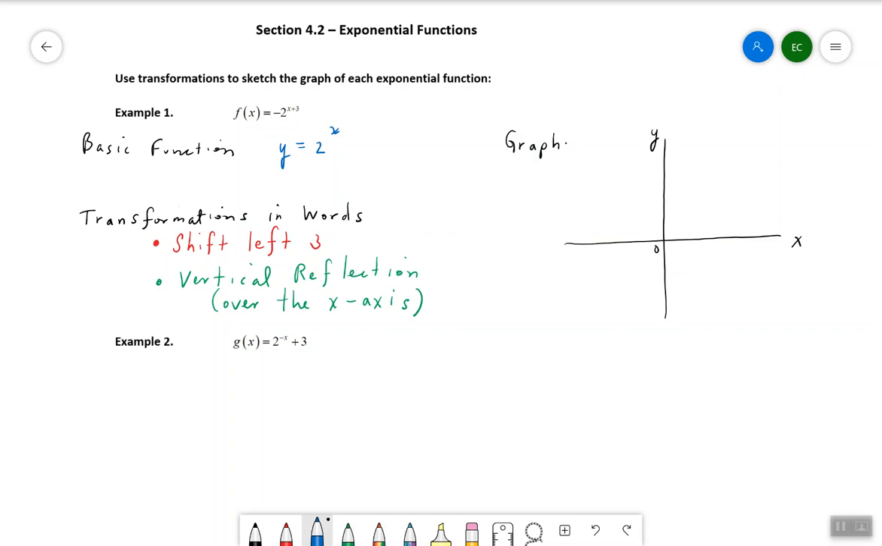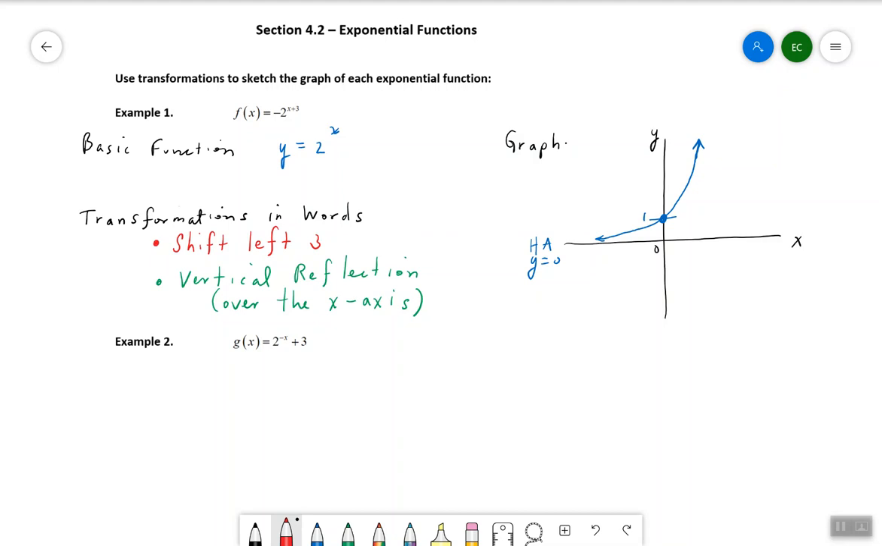Okay, let's go ahead and draw the graph. Remember, the graph of y equals 2 to the x has a y-intercept at 1 and a horizontal asymptote at y equals 0. And when we go out to the right end of the graph gets very steep very fast.